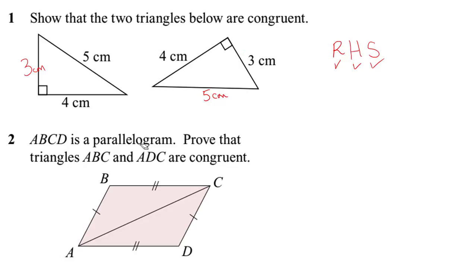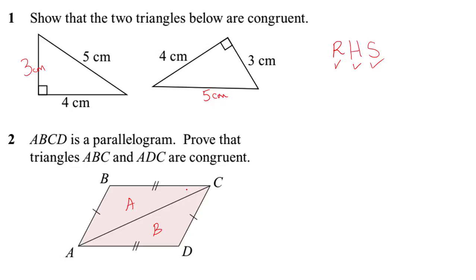ABCD is a parallelogram. Right, so I've got a parallelogram here. Prove that the triangles ABC and ADC are congruent. So the triangle ABC, so this triangle here, is congruent to triangle ADC. So this triangle here. Okay, so this is the triangle we're talking about. You can see that's point A if you want, and that's point B if you want. Okay, so they are congruent. Now, how are you going to prove that?